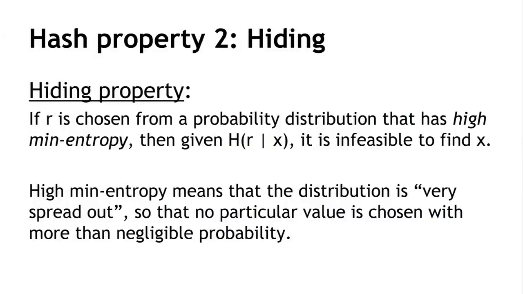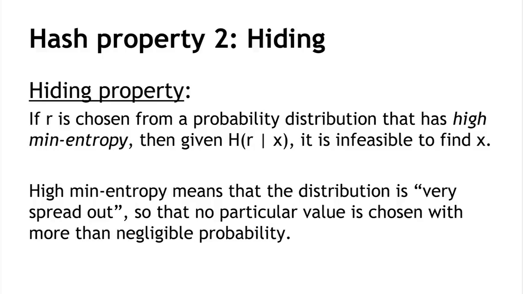So the hiding property that we are going to need to set up is a little bit more complicated. And the way we're going to fix this problem with the common value x, like heads and tails, is we're going to take the x and we're going to concatenate it with a value r, which is chosen from a distribution that's really spread out. And so this H(r concatenated with x) means take all the bits of r and put after them all the bits of x.